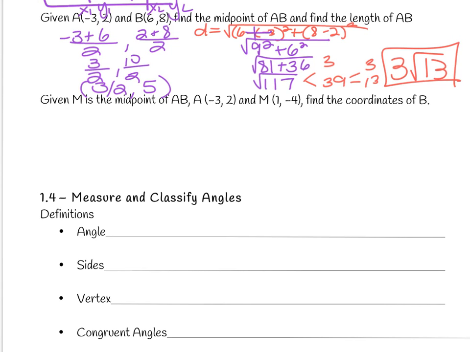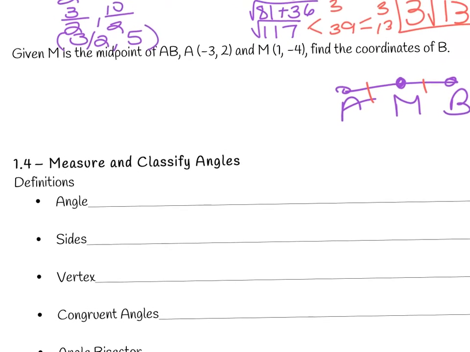Okay, M is the midpoint of AB. A is -3, 2, and M is 1, -4. Find the coordinates of B. So this time we've got a segment AB. We know the coordinates of A and of M. We don't know the coordinates of B. So this is where we split them up.